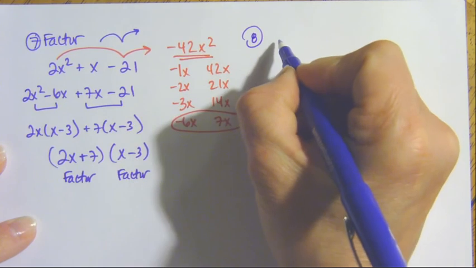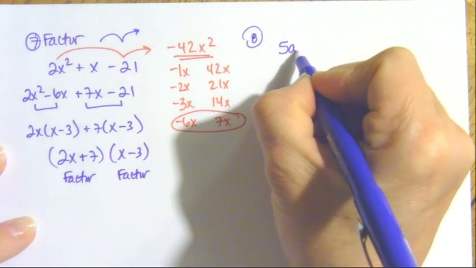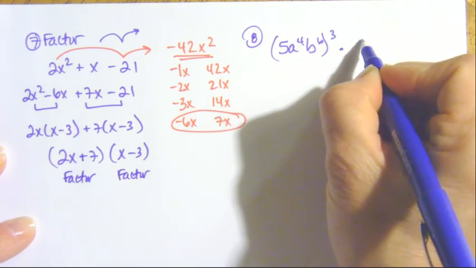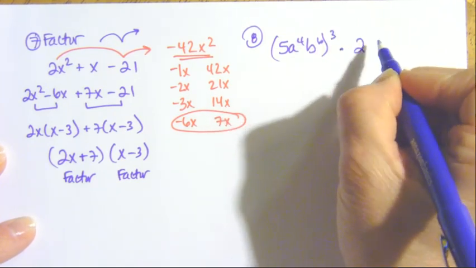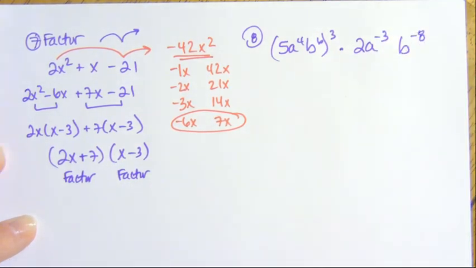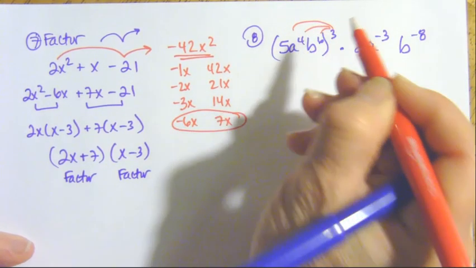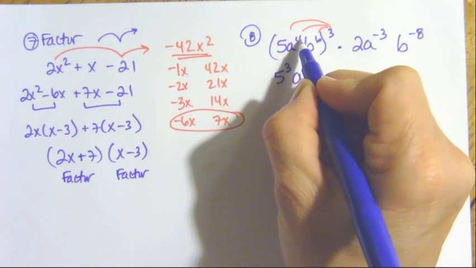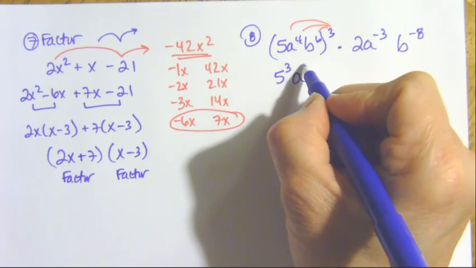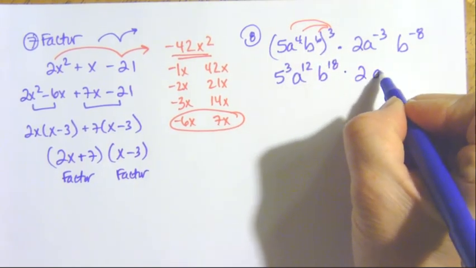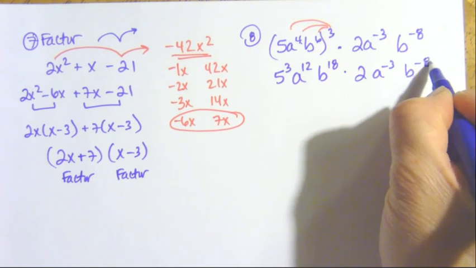All right, so this is a review one. I'm going to make one up. This is very similar to one of them that's on your SWYK. Times, let me do 2a, let's go negative 3b, negative 8. All right, so when you do these, you have to distribute this exponent to everything in the parentheses. So I've got to do 5 cubed a. I multiply exponents there, so 4 times 3 is 12. Here, 6 times 3 is 18. And then I'm going to copy the rest of this.